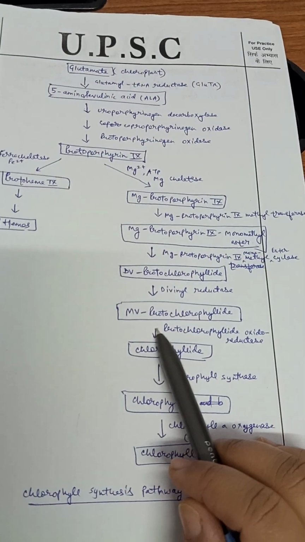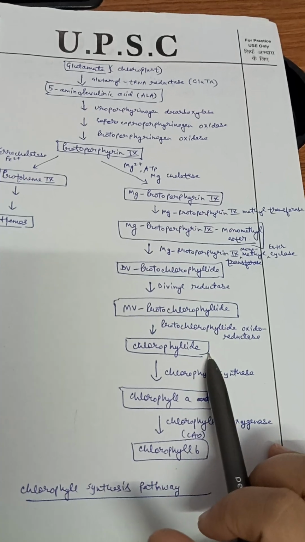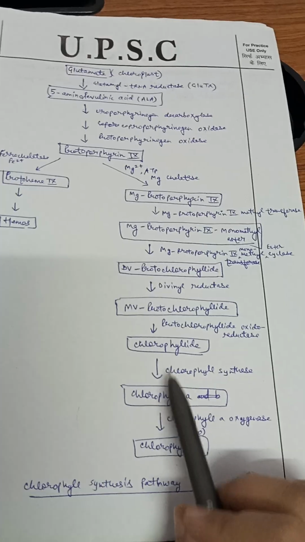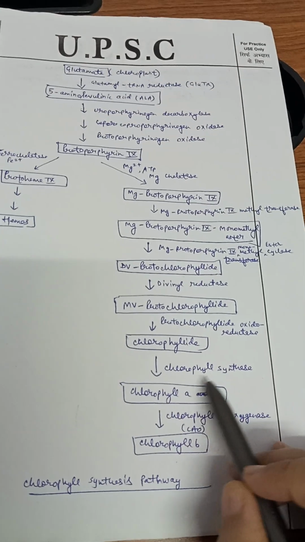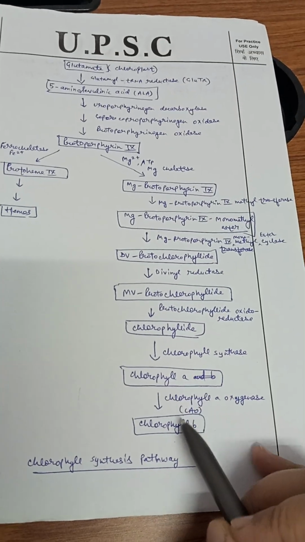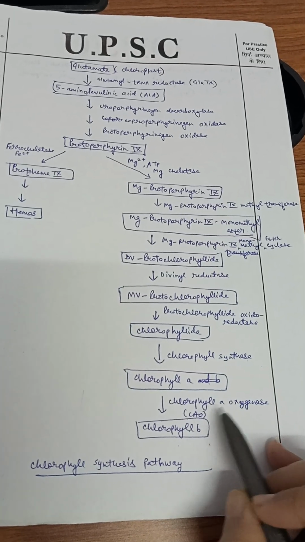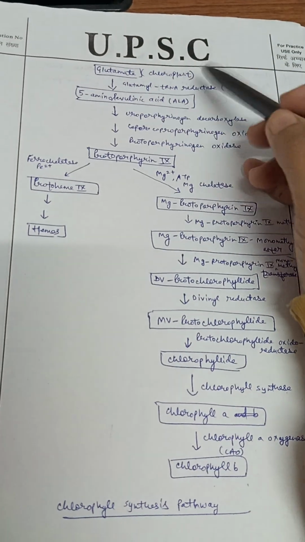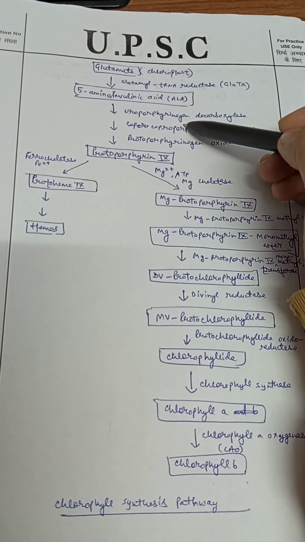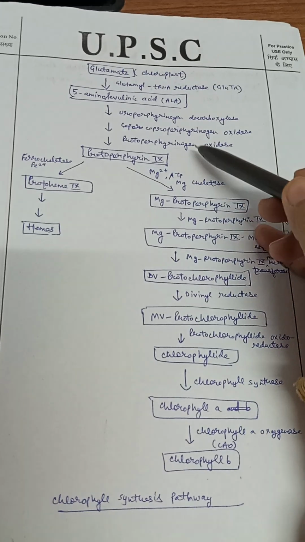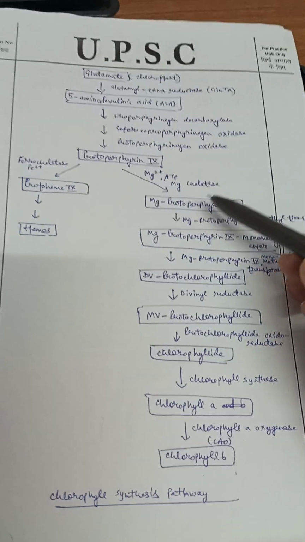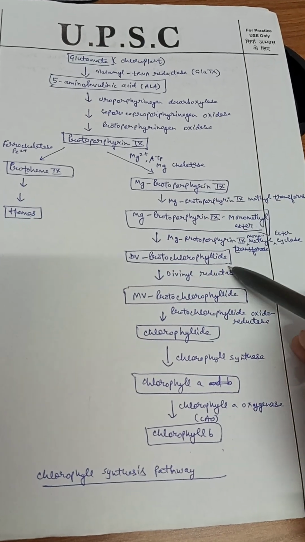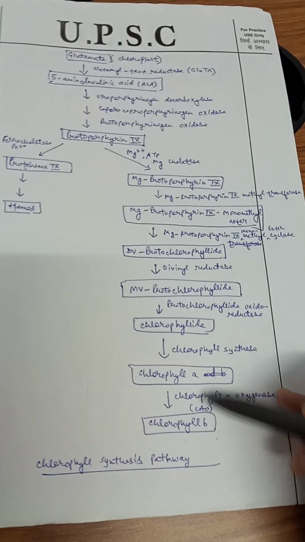And then this MV protochlorophyllide is converted to chlorophyllide in the presence of protochlorophyllide oxidoreductase. Then this chlorophyllide is converted to chlorophyll A in the presence of chlorophyll synthase, and this chlorophyll A converts to chlorophyll B in the presence of chlorophyll A oxygenase enzyme. So this is the pathway: from glutamate present in the chloroplast, it converts to ALA in the presence of these three enzymes, then protoporphyrin 9. Then when Mg enters, it converts to Mg protoporphyrin 9, then monomethyl ester, then divinyl protochlorophyllide, then MV, then chlorophyllide, then chlorophyll A and chlorophyll B.